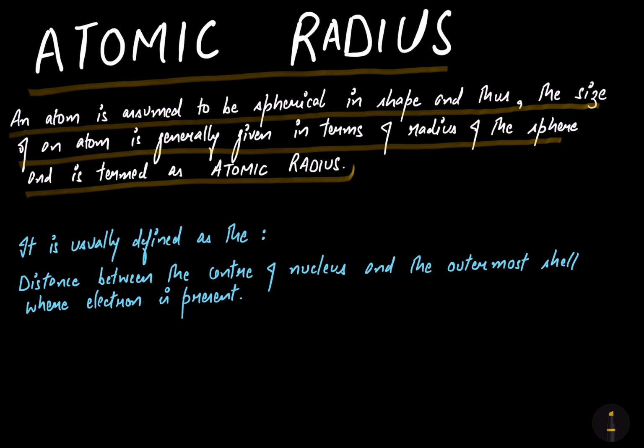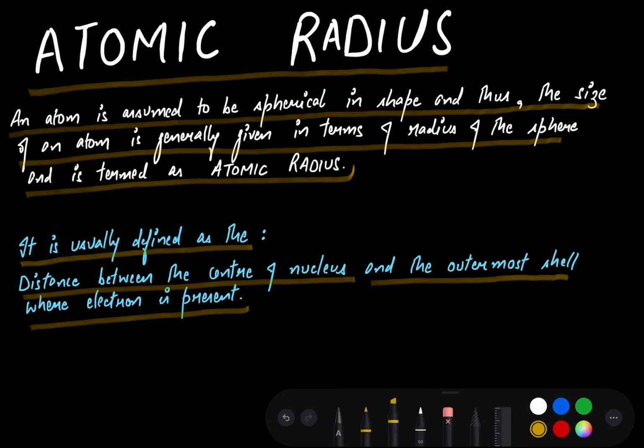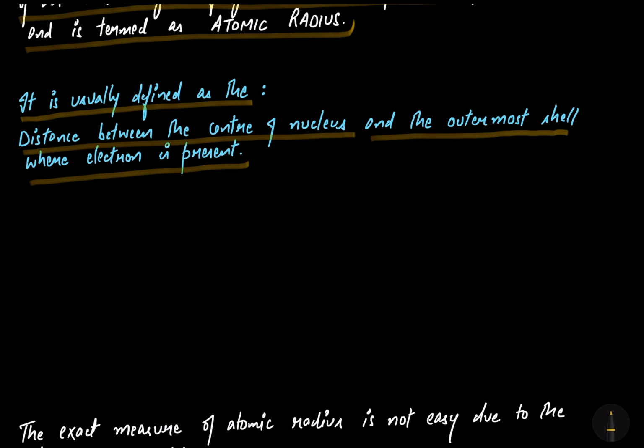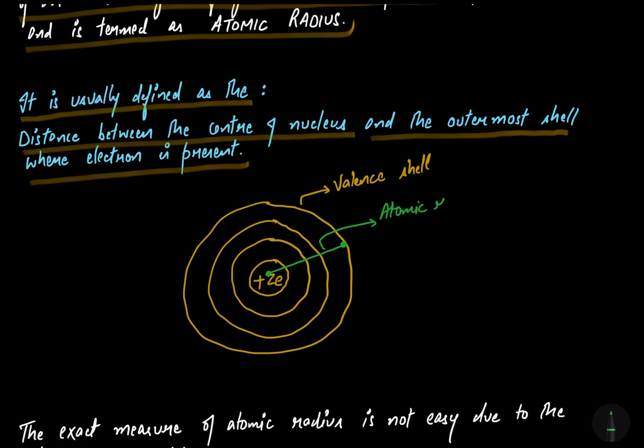Now the atomic radius is usually defined as the distance between the center of the nucleus and the outermost shell where the electron is present. Let me make you a diagram. Just assume that this is the nucleus of the atom. Assume this is the first shell, the second shell, the third shell, and so on. Now let's consider this third shell is the valence shell. So the distance between the center of nucleus to the valence shell will be termed as the atomic radius.